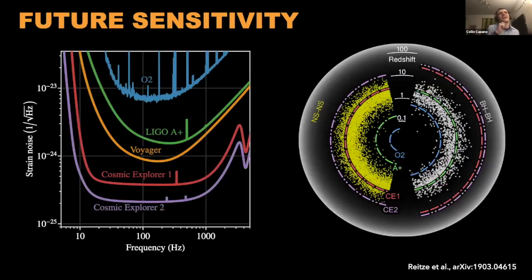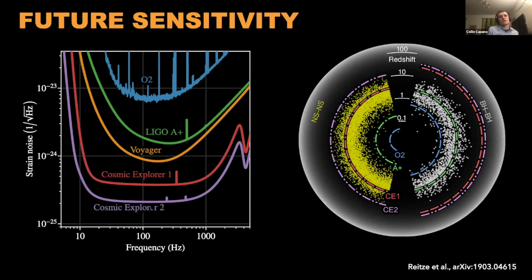Oh, actually, I forgot. Here's a demonstration of how that sensitivity will improve over time. On the y-axis here is what is called strain noise, and the x-axis is frequency. This is essentially a measure of the average amplitude of noise in each of these detectors. So the lower these curves go, the more sensitive the detector is.